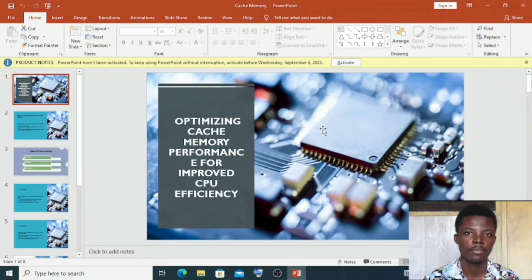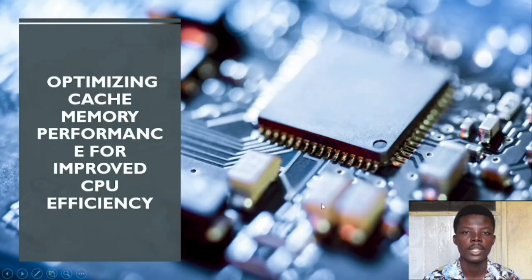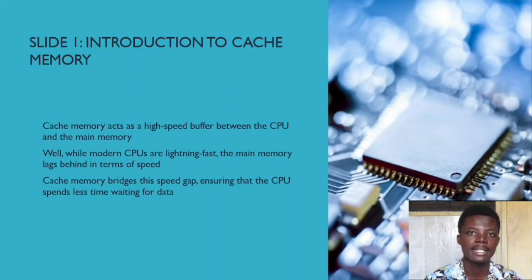Hello everyone. Today we are delving into the intriguing world of cache memory, a driving force behind optimizing CPU performance. Cache memory acts as a high-speed intermediary between the CPU and main memory. It stores frequently used data, reducing the time the CPU spends waiting for information.